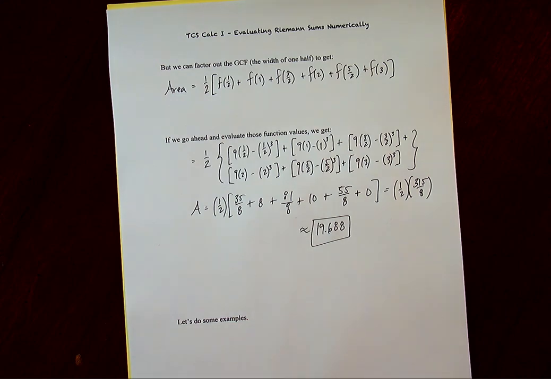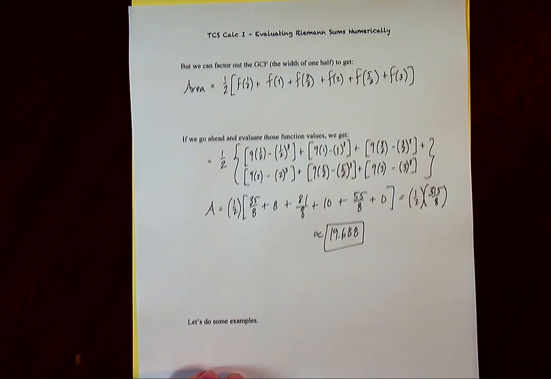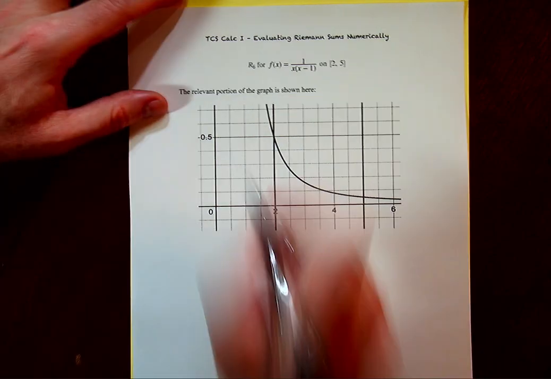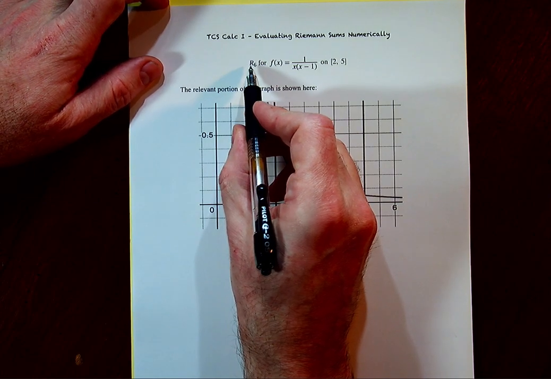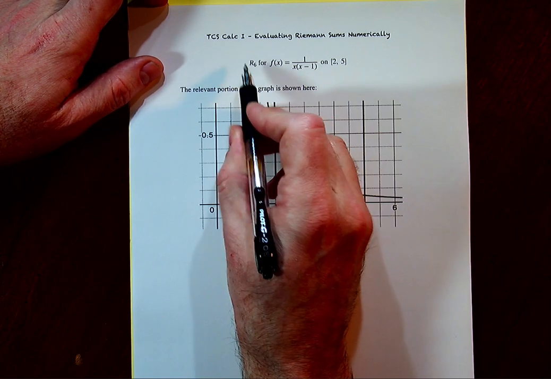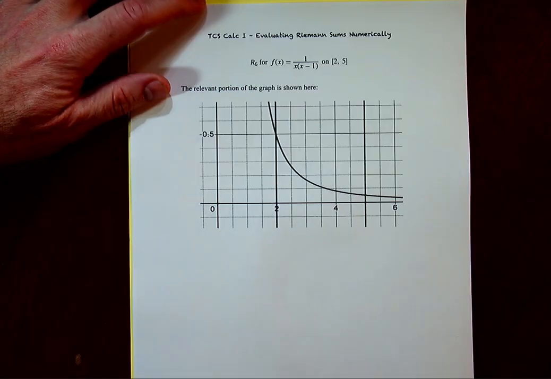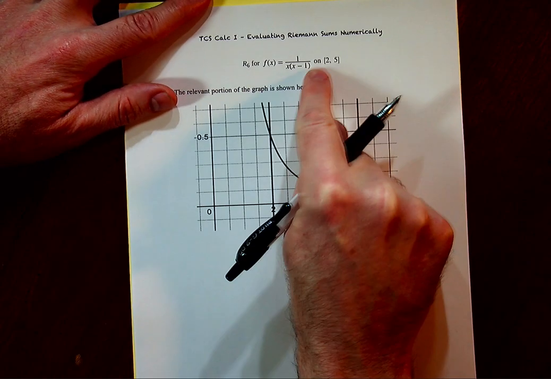So what we want to do now is take this example and actually start working some more examples a little bit quicker, and I'll break out the calculator here in just a second, okay? So let's take a look at this one. Now let's talk about the notation first of all. This R right here obviously refers to a right-hand Riemann sum, and the subscript is telling you how many subintervals you need to use. So we're doing a right-hand Riemann sum of 6 subintervals for the function f of x is equal to 1 over x minus 1, x times x minus 1 on the interval 2 to 5.